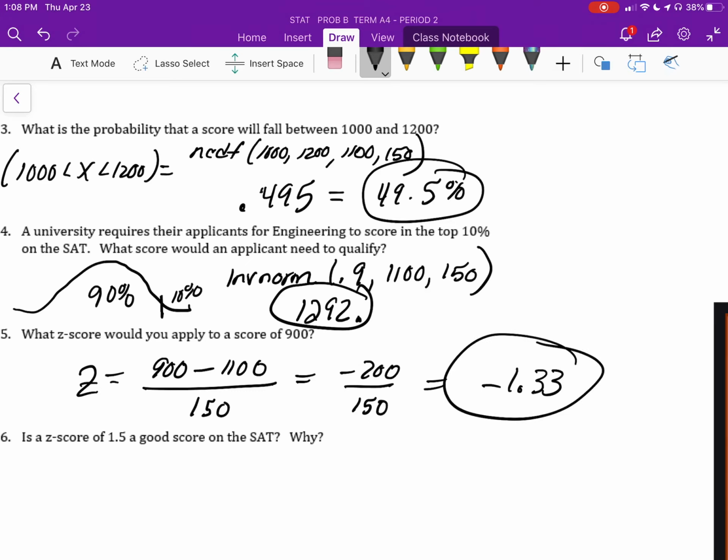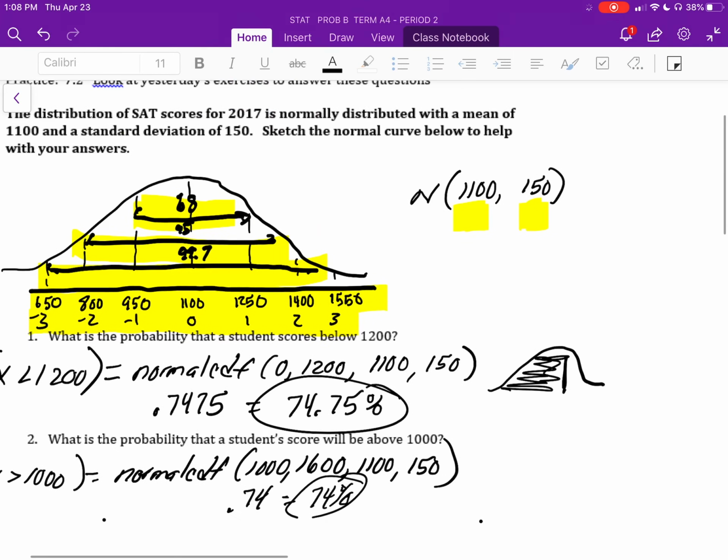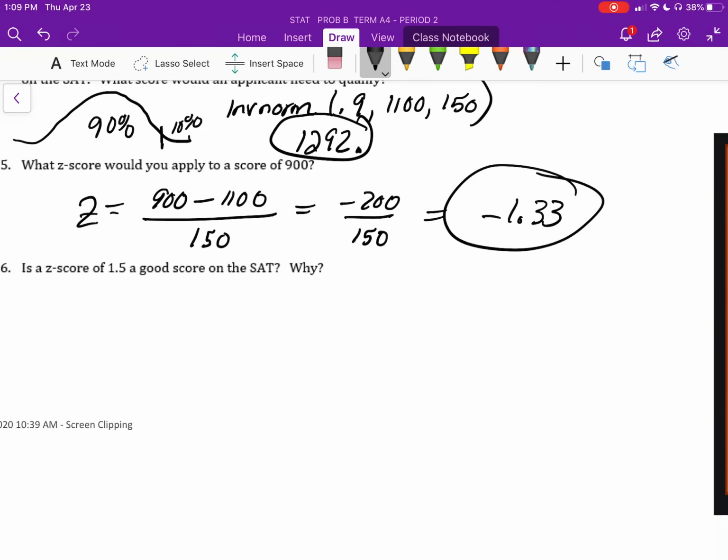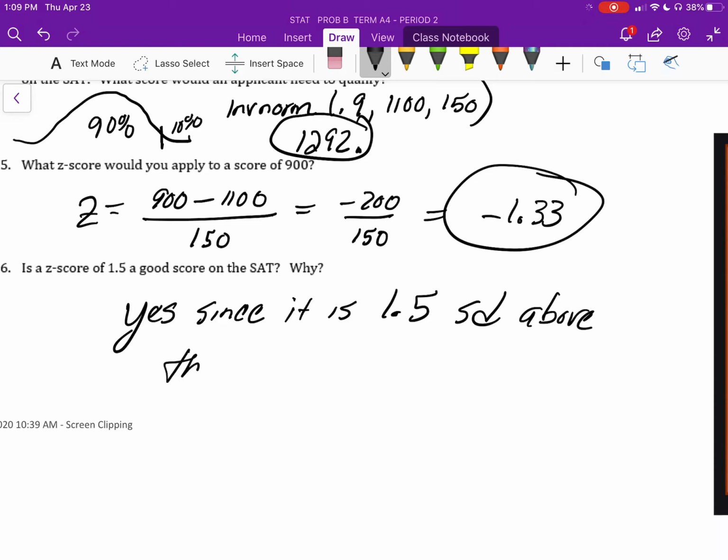And then, is a z-score of 1.5 good on the SAT? It absolutely is, because if you look at this, that means you must have scored somewhere between 1,250 and 1,400. So a z-score is definitely good if you're above average. So we would say yes, since it is 1.5 standard deviations above the mean.